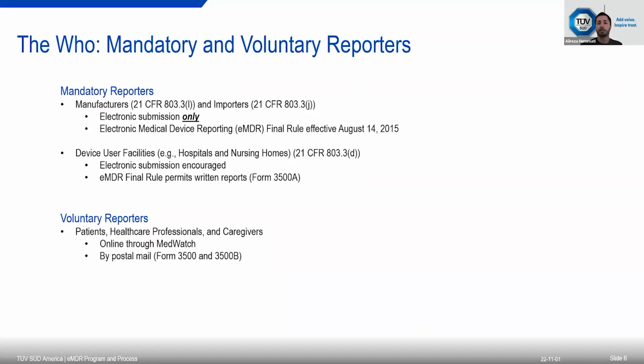Manufacturer is defined as any person who manufactures, prepares, propagates, compounds, assembles, or processes a device by chemical, physical, biological, or other means. This includes domestic manufacturers, contract manufacturers, specification developers, foreign manufacturers, repackagers, and relabelers. This is important because repackagers and relabelers are not often thought of as manufacturers, but FDA includes them in this definition, and therefore the eMDR requirements for manufacturers apply to them.